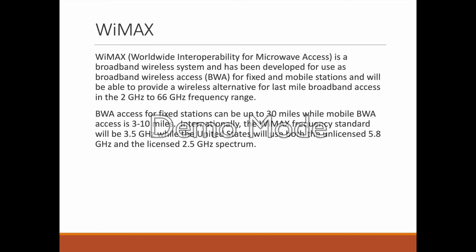WiMAX is Worldwide Interoperability for Microwave Access. It provides a broadband wireless system and has been developed for use of broadband wireless access points. It can be fixed or for mobile stations, and it provides a wireless alternative for last mile broadband access. So this is something that could be used for up to 30 miles.